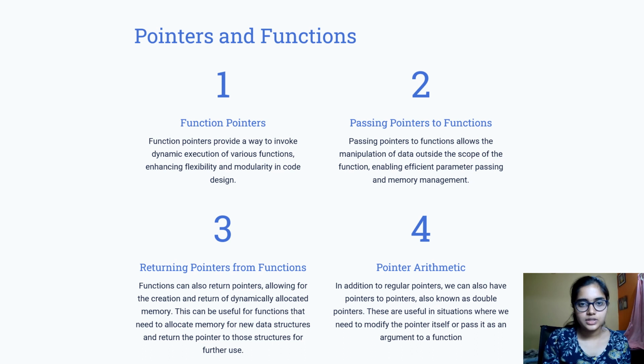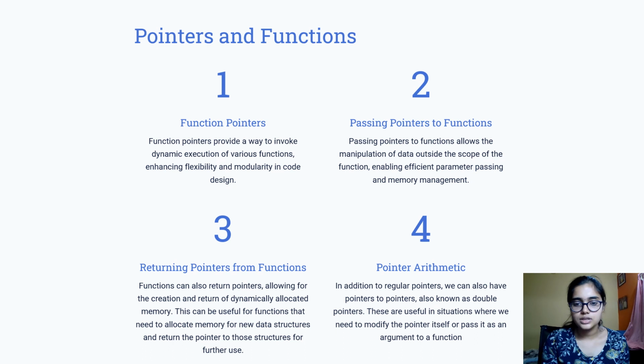Now let's learn about pointers and functions. First is function pointers. These provide a way to invoke dynamic execution of various functions, enhancing flexibility and modularity in code design. And second is passing pointers to the function. These allow the manipulation of data outside the scope of the function, enabling efficient parameter passing and memory management. Third is returning pointers from functions. Functions can also return pointers, allowing for the creation and return of dynamically allocated memory. This can be useful for functions that need to allocate memory for new data structures and return the pointer to those structures for further use.